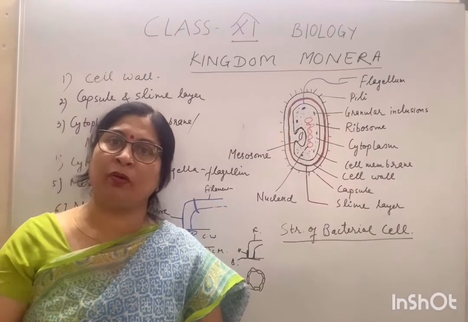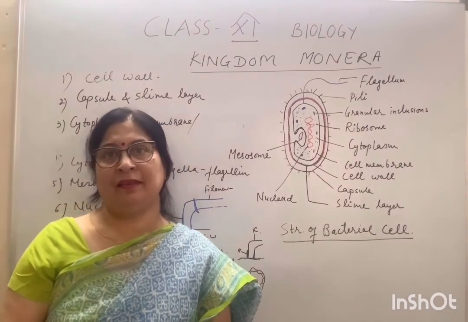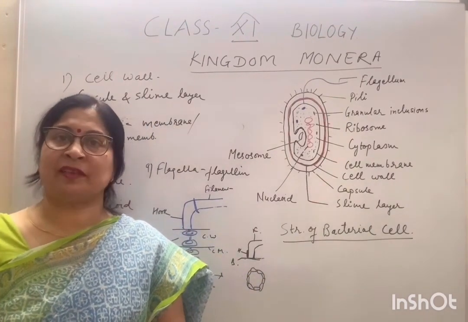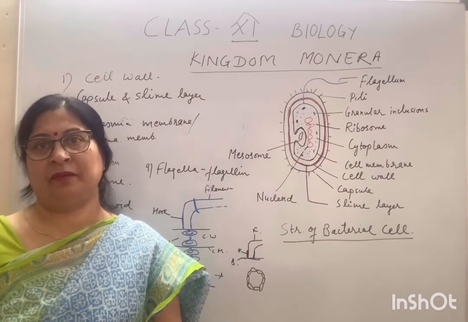And last is plasmid, which is an extra chromosomal factor. So this is all about the structure of bacterial cell. Next we will do the reproduction in bacteria. Thank you, children.